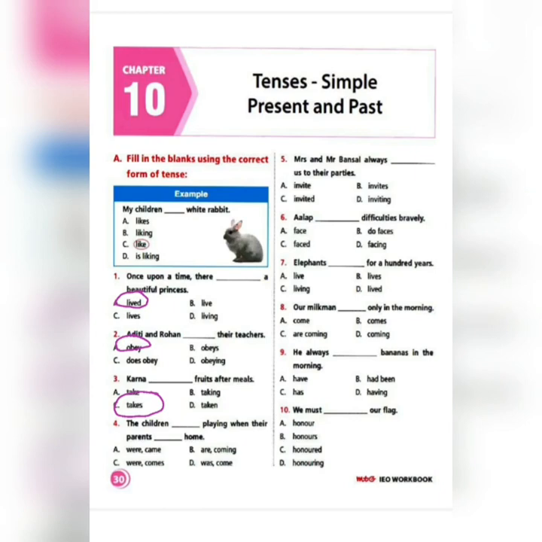Next is number 4, the children dash playing when their parents dash home. So the children were playing when their parents came home. That is option A. Next, number 5, Mr. and Mrs. Bansal always invite us to their party. Because there are two people, Mrs. and Mr. means more than one, so it will be invite, not invites. We will not put the s.